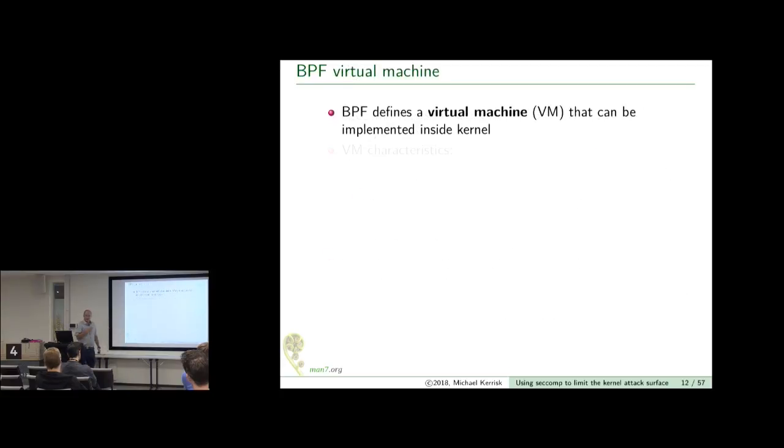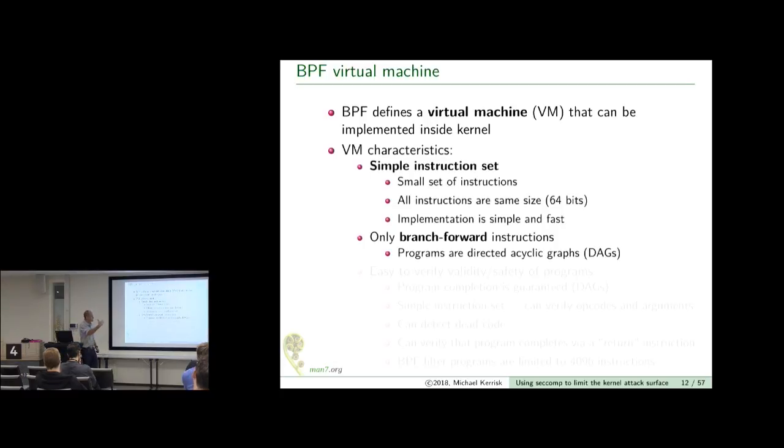Okay, so what BPF is doing in effect is defining a virtual machine, and that virtual machine is implemented inside the kernel. The virtual machine has a few notable characteristics. It's got a very simple instruction set. There's only a small set of instructions, and they're all the same size. This means that the kernel can implement that virtual machine simply, and the implementation can be fast. There are jump instructions, branch instructions inside BPF programs, but the only thing you can do is jump forward in the code, so you know that the program is going to terminate.